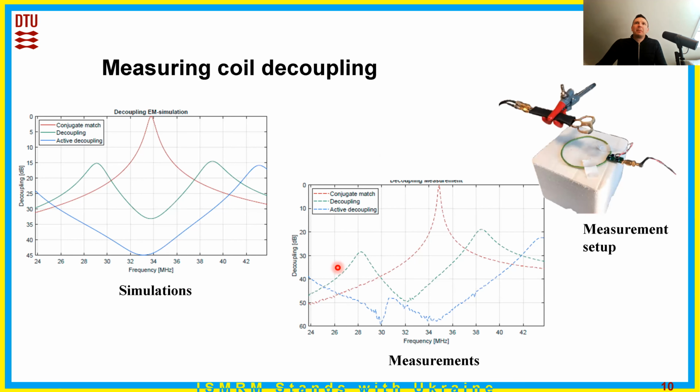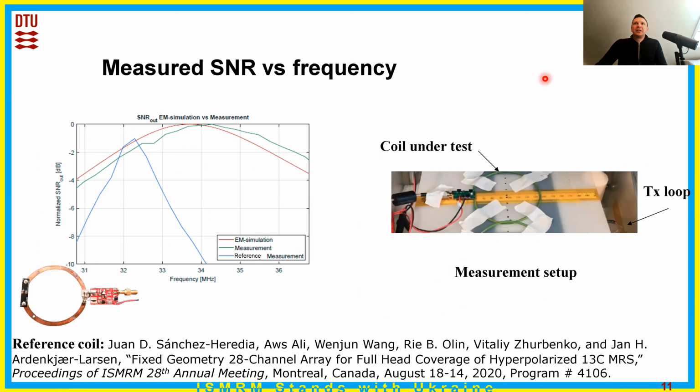On this slide, the decoupling measurement setup as well as simulations and measurements are shown. The measurements are done using overlapped loop probes connected to a vector network analyzer. And here you can see the comparison to an earlier published reference coil designed for carbon imaging, which was also used in imaging experiments. As one can see, the bandwidth is considerably wider now.